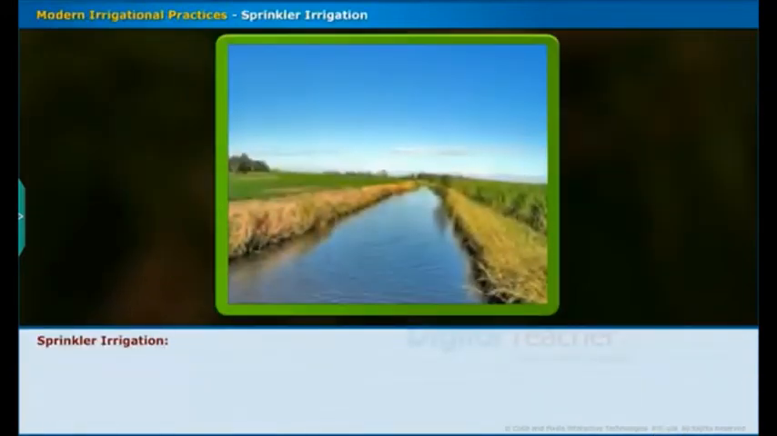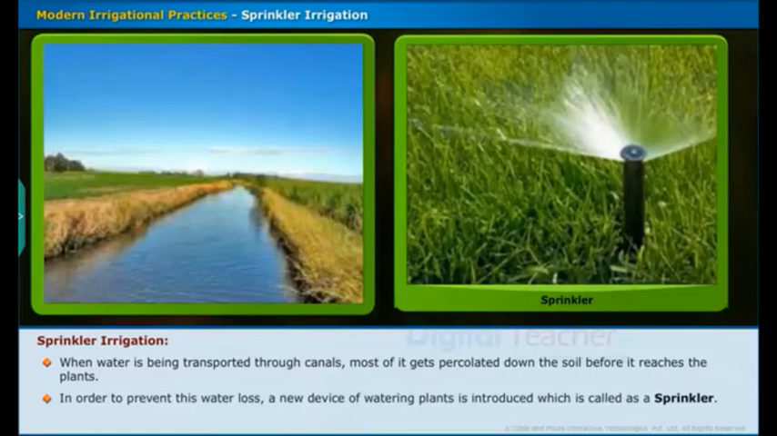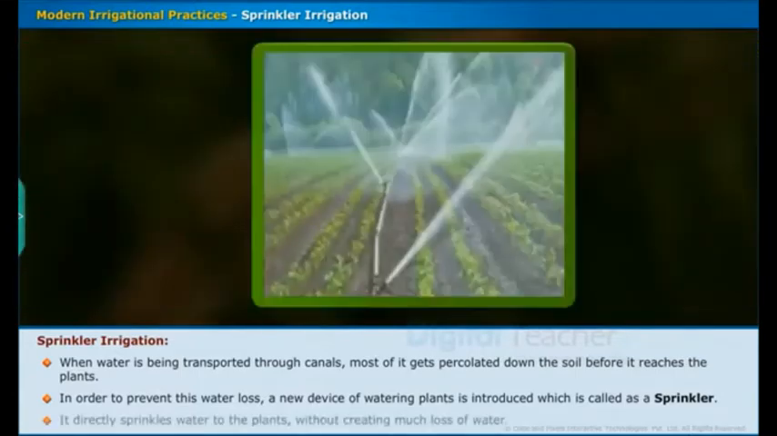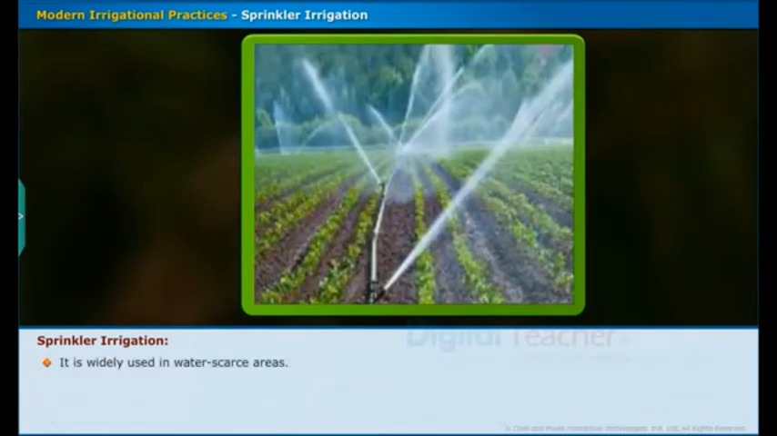Here, let us study the modern irrigation practices. Sprinkler irrigation. When water is being transported through canals, most of it gets percolated down the soil before it reaches the plants. In order to prevent this water loss, a new device of watering plants is introduced, which is called a sprinkler. It directly sprinkles water to the plants without creating much loss of water. It is widely used in water-scarce areas.